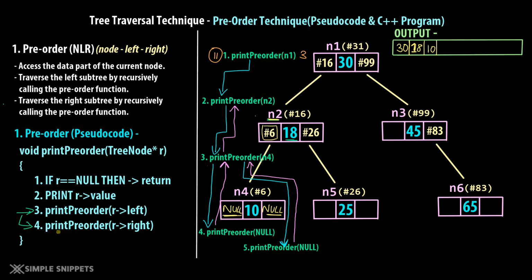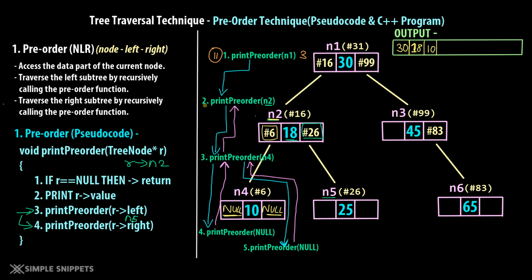You can see we are saying print preorder r of right. So when you come to this print preorder, we had n2. So r was n2. What is there to the right of n2? We have hash 26. Hash 26 is nothing but the address of n5. So we're gonna pass n5 over here.